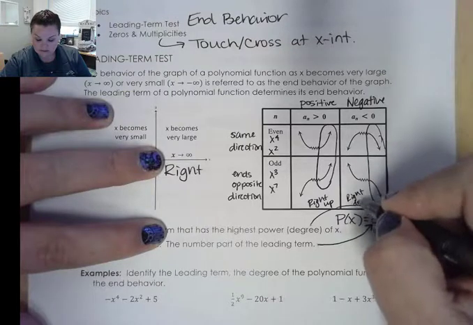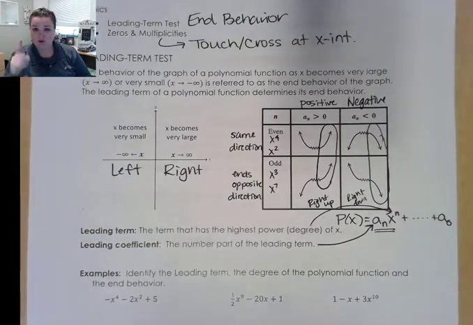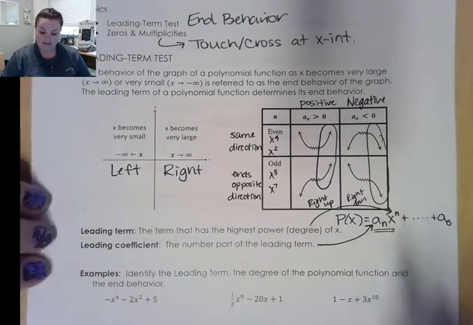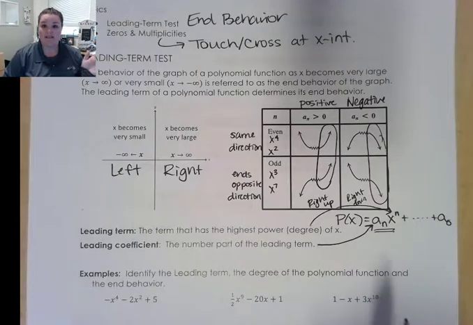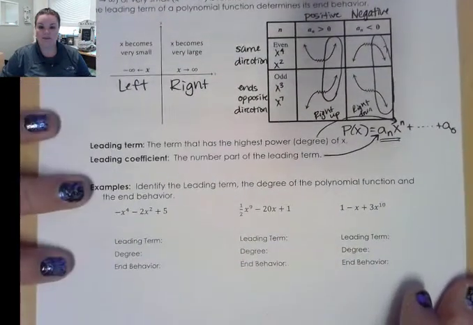Right, down. Okay, so we look at the degree to determine if the ends are the same or opposite, and then we look at the number part to determine what the right side's doing. And if we know what the right side's doing, we should be able to figure out what the left is based on if they're doing the same or if they're doing opposite. So let's look at some examples.